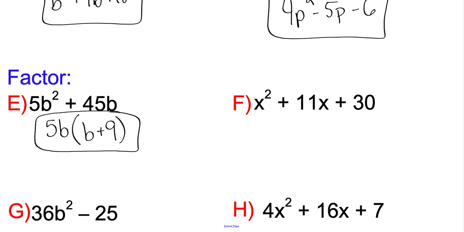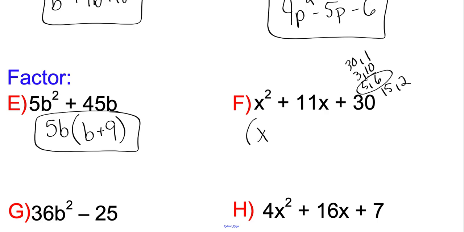All right. Now over here, we're doing reverse FOIL. You could kind of treat this like the SMILE method if you want to. But the thought process is what two numbers multiply to this and add to this. So you could list all your factors if you wanted to: 3 and 10, 5 and 6, 30 and 1, 15 and 2. But it's kind of a waste of time. You should be able to do this in your head. Which combination over here adds to 11? It's going to be 5 and 6.